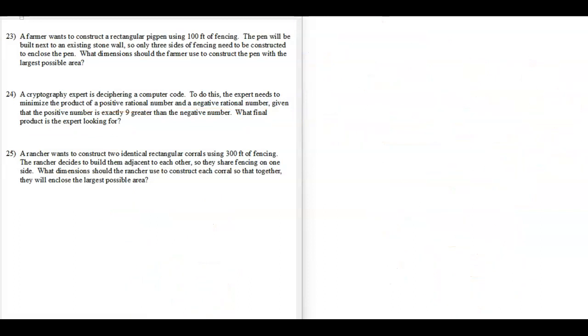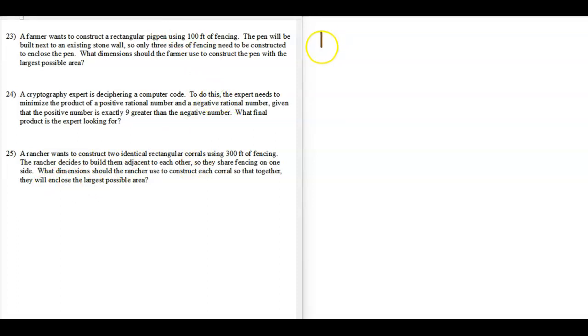Okay. All right, let's go ahead and take a look at one more question, number 25. This is another geometry question. It's about a rancher who's designing a corral. He wants to make 2 corrals that are right next to each other, and he's got a total of 300 feet of fencing he's going to use. And these corrals share one side. He wants to make it so they enclose the greatest possible area.